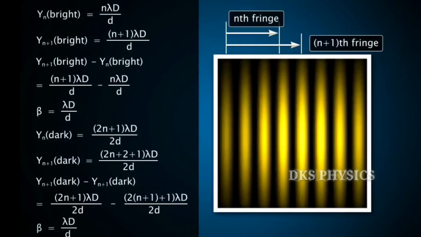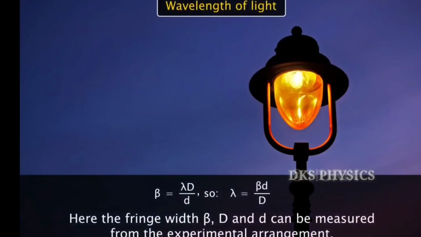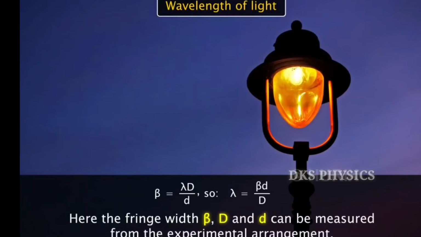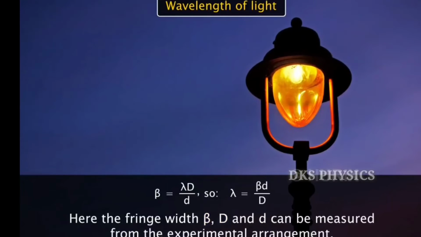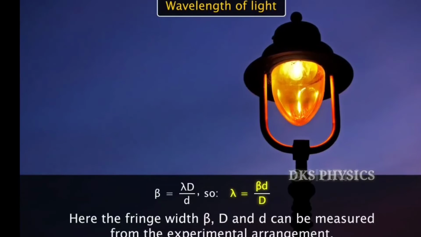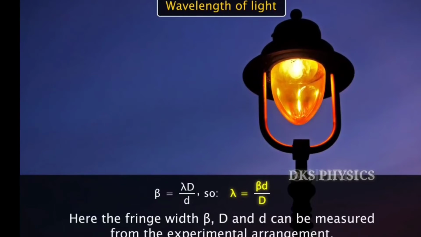So, we can calculate the fringe width by subtracting the distance of the nth bright or dark band from central maxima from the distance of the (n plus 1)th bright or dark band respectively. Thus, we finally get fringe width beta is lambda D by d. Here, the fringe width beta, D and d can be measured from the experimental arrangement. Hence, the wavelength of light can easily be calculated from the formula lambda equals beta small d by capital D.